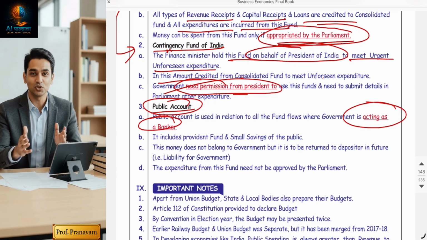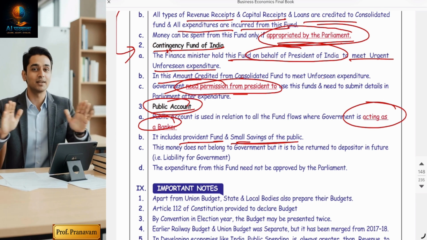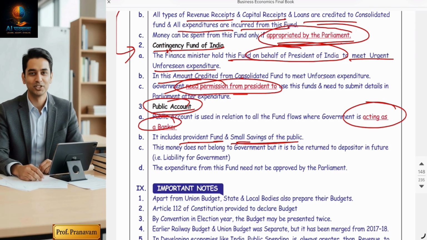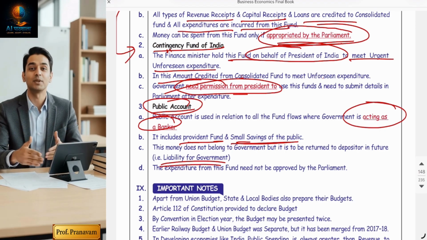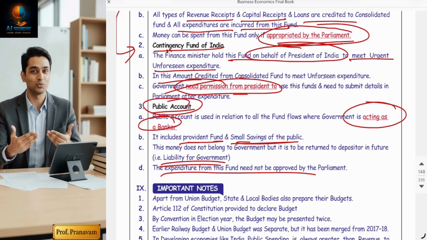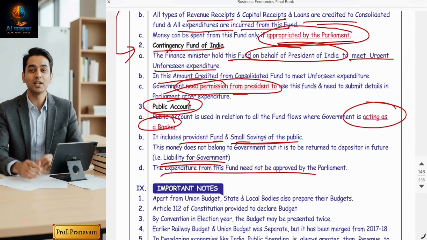It includes the provident fund. The various accounts are there: provident fund, small savings of the public, etc. Important: this money does not belong to the government. Guys, it is a liability for the government, and parliament approval is not required because the government is directly under obligation to meet this amount.